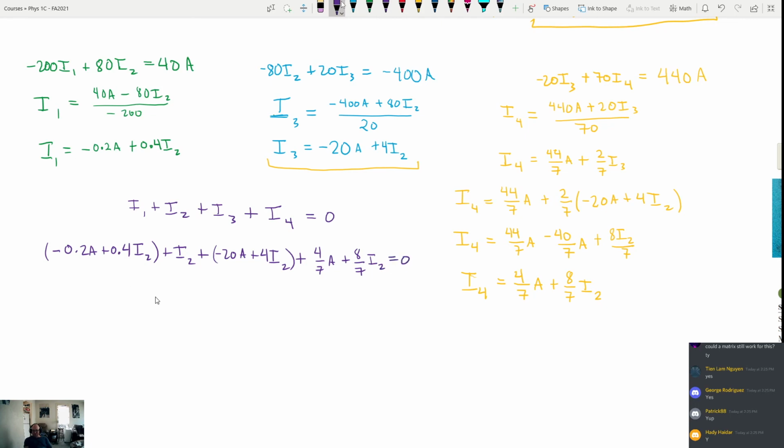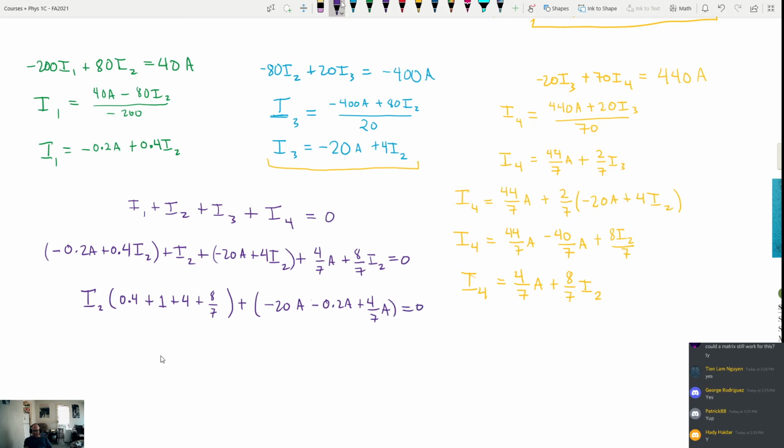And now we can combine like terms. For me, the easiest way to do this is just say I'm going to have I2, and it's going to have a bunch of coefficients. What are the coefficients? There's a 0.4, plus this has a coefficient of 1, this has a coefficient of 4, and this has a coefficient of 8/7. Boy, that 8/7 makes it feel like we've done something wrong, but who knows. Plus, there's also going to be a bunch of coefficients for the other stuff. So it's negative 20 minus 0.2 plus 4/7. I'm just going to put it all together. So it's negative 20 amps minus 0.2 amps, and then plus 4/7 amps equals 0.